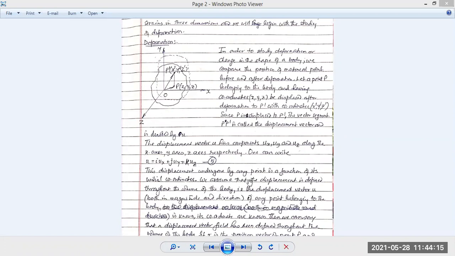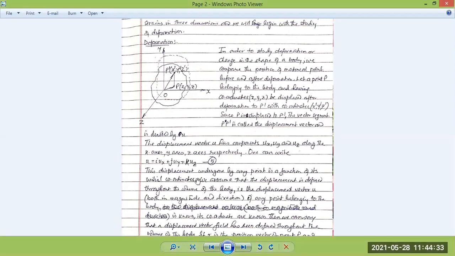Now, displacement can be done on any point. It's a function of its original coordinates. Displacement can be done anywhere, but from original to a final component. So the original initial coordinates are important. Now, the displacement vector, both in magnitude and direction, of any point belonging to the body is known.